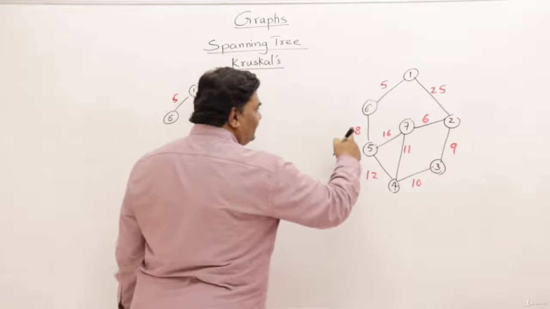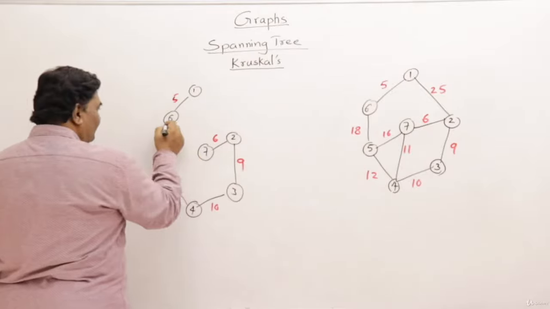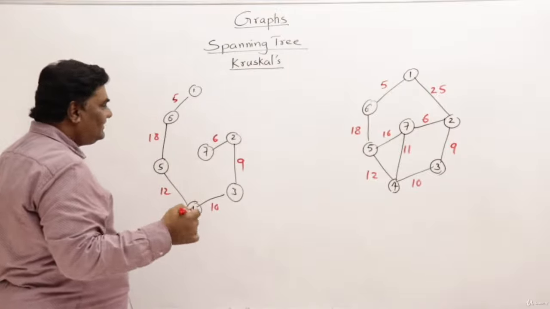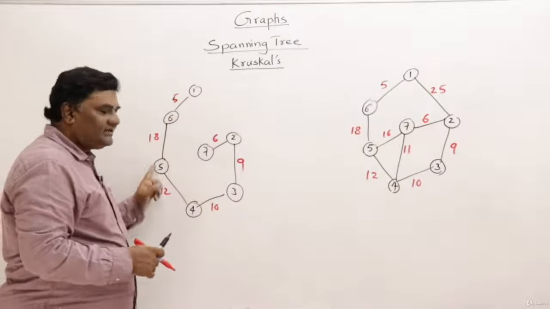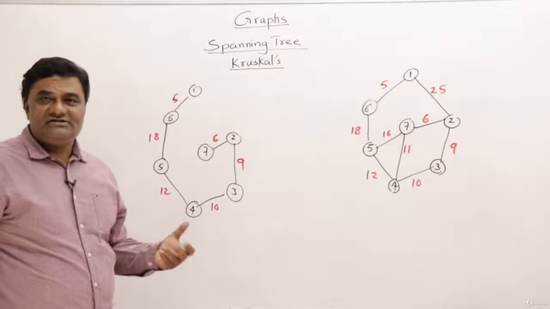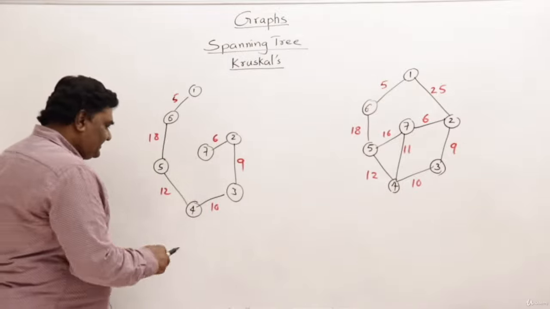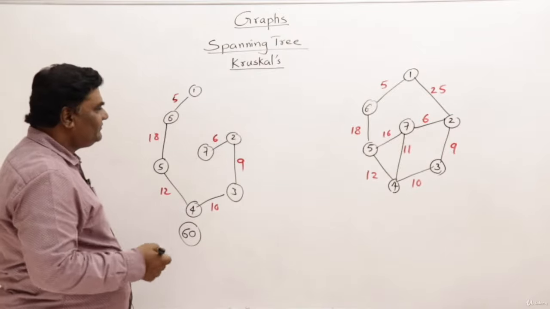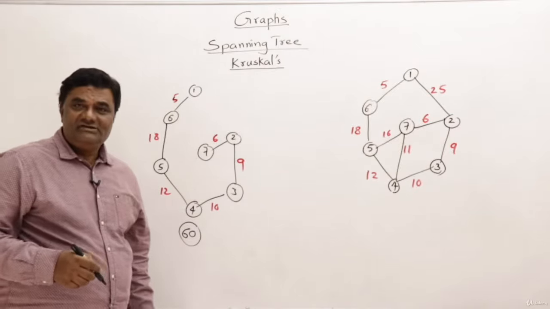The next minimum is what? 18. Okay, 5 to 6, select it. So this is 18. That's all. There are total 7 vertices and I have selected 6 edges. And the cost of this tree is 60. So already we have got the similar tree in Prim's algorithm also. So the same cost, it is 60.